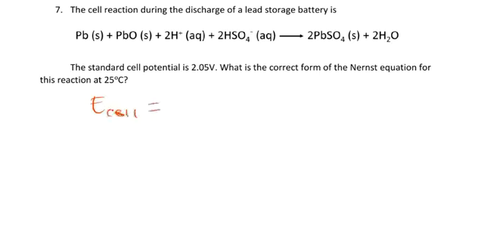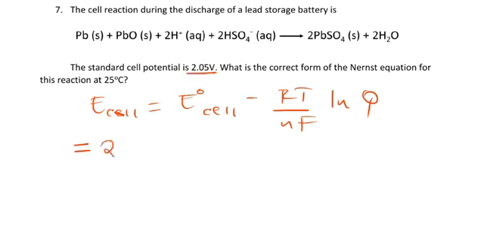The cell potential is dependent on the standard cell potential minus RT over nF, where n is the number of electrons, R is the molar gas constant, times the natural log of Q, where Q of course is the reaction quotient. So this is going to be easy. The standard cell potential has been given to be 2.05 minus RT. The R there is already known to be 8.314.